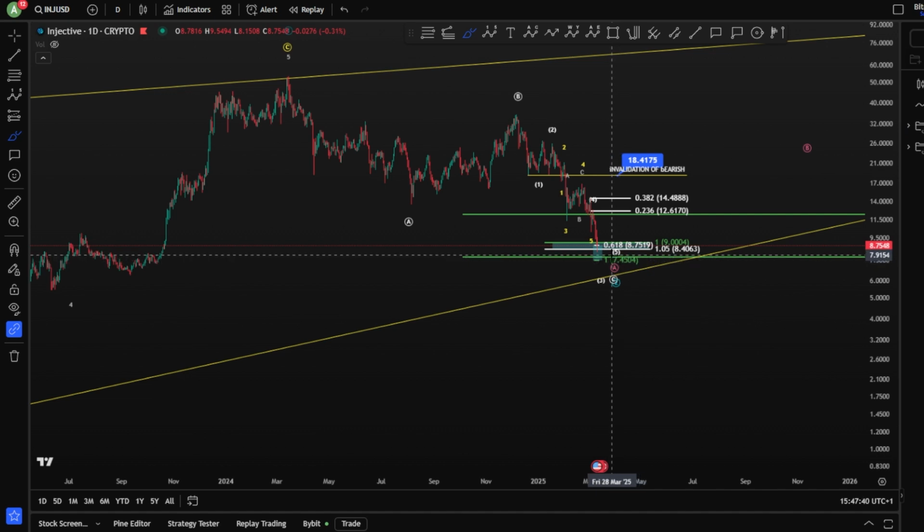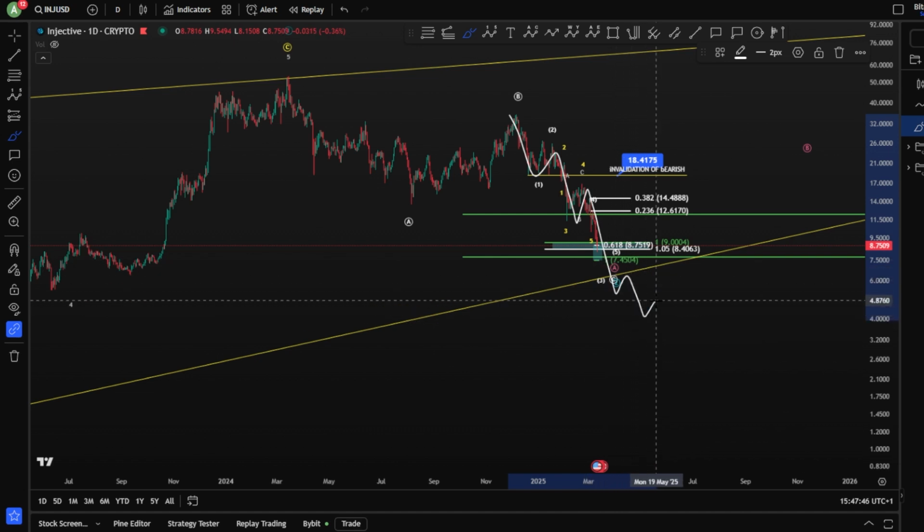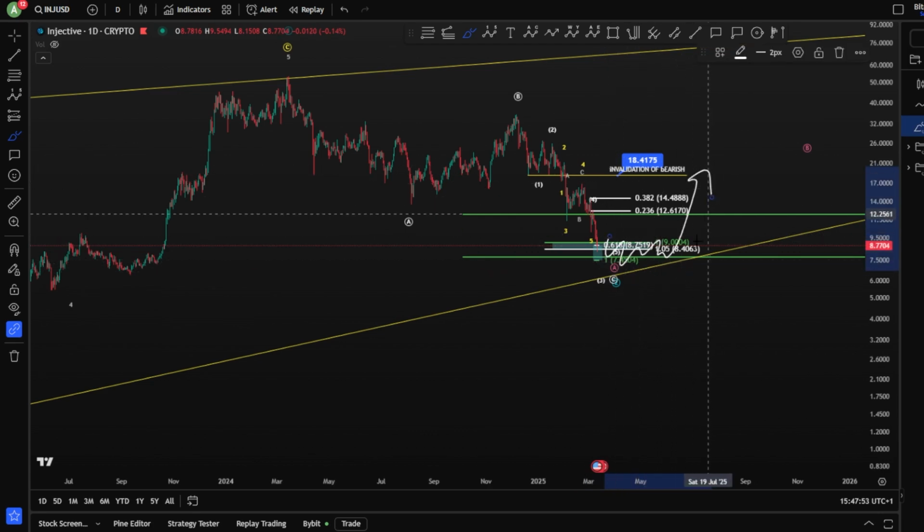7.45 is the next maximum target. If we break this, okay, then we have to start to think about double 1-2 here, 3, 4 and a 5, 4 and a 5. Hopefully not, guys, but higher potential, we move up from here, guys.